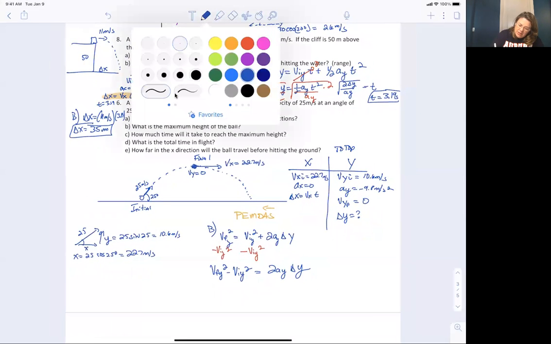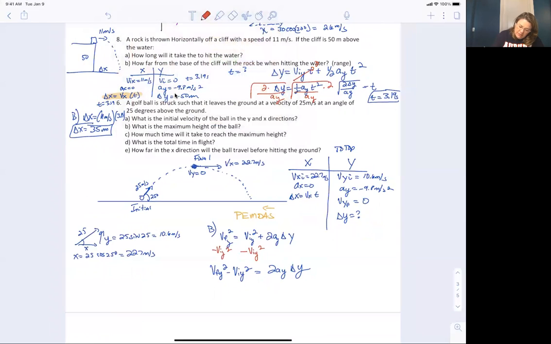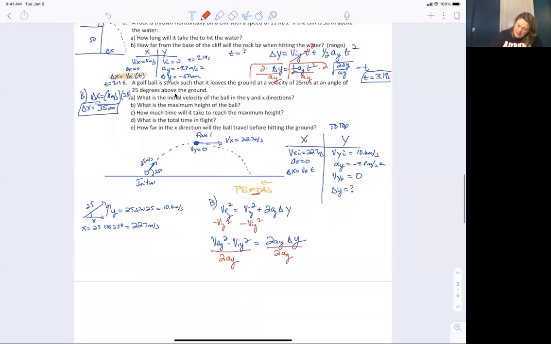Now, look at PEMDAS. I took care of my addition and subtraction. Is there anything that was multiplied or divided by on delta Y? And the answer is yes. Well, how do I get rid of it? I do the opposite. Because 2 and A_Y were multiplied, I've got to do the opposite, so I'm going to divide, and I have to divide both sides, the entire sides, by that. And now I get delta Y by itself. So I get V final squared in the Y direction minus V initial squared in the Y direction divided by 2 times acceleration in the Y direction equals delta Y.